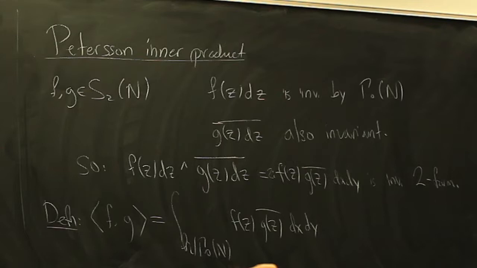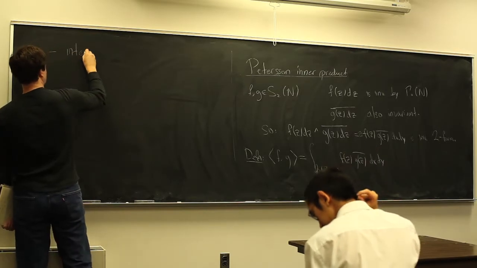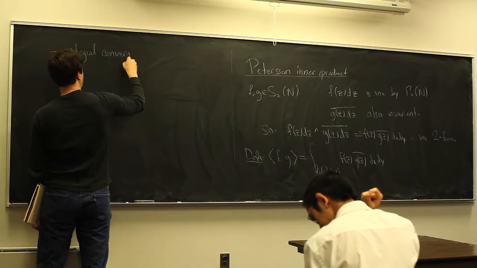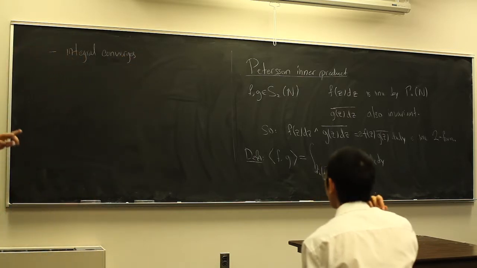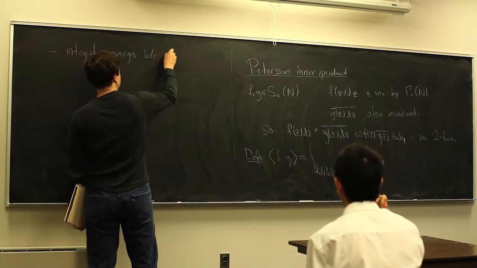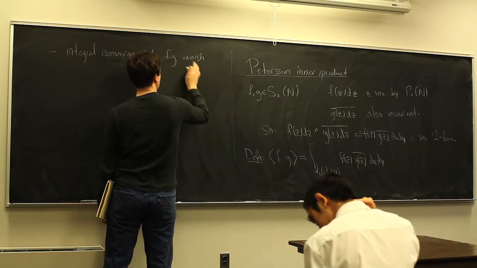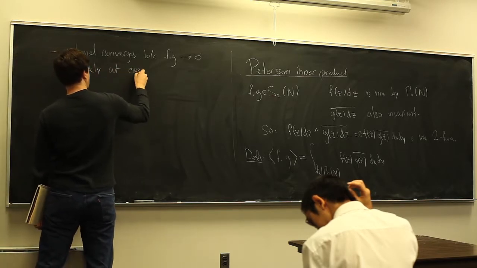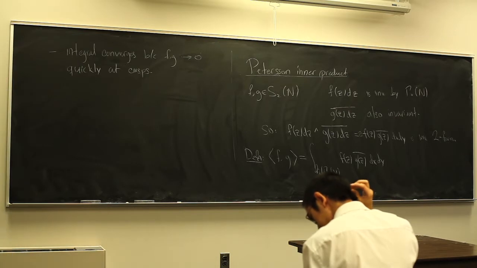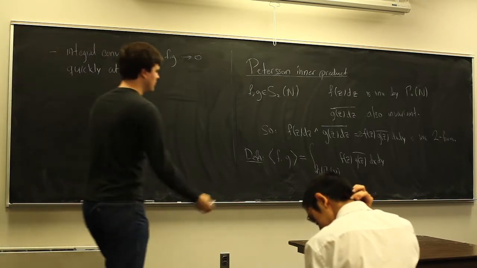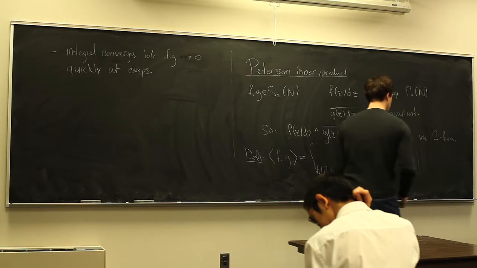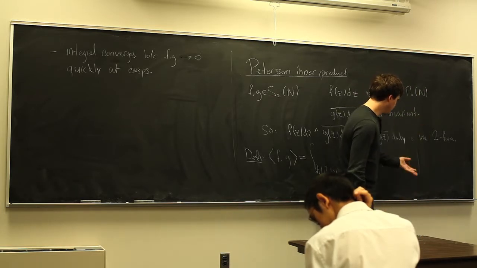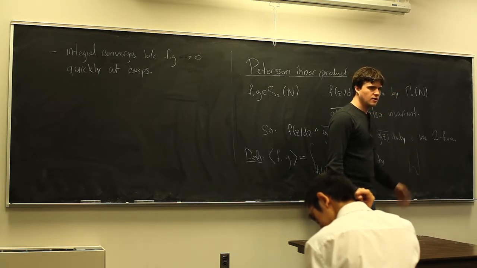Okay, so two kind of easy remarks. First of all, this integral converges. And that's because f and g are cusp forms, and these things go to zero quickly at the cusps. If you think of the q-expansion at infinity, the first term is q, which is e to the 2 pi i z. And so as z goes to infinity, its positive imaginary part goes to infinity, and that has exponential decay. If you think of the fundamental domain for SL2Z, it's something like this. And if you were integrating over this, the only hard part is to worry about what happens as you go up to infinity here. And cusp forms are going to decay very fast there.